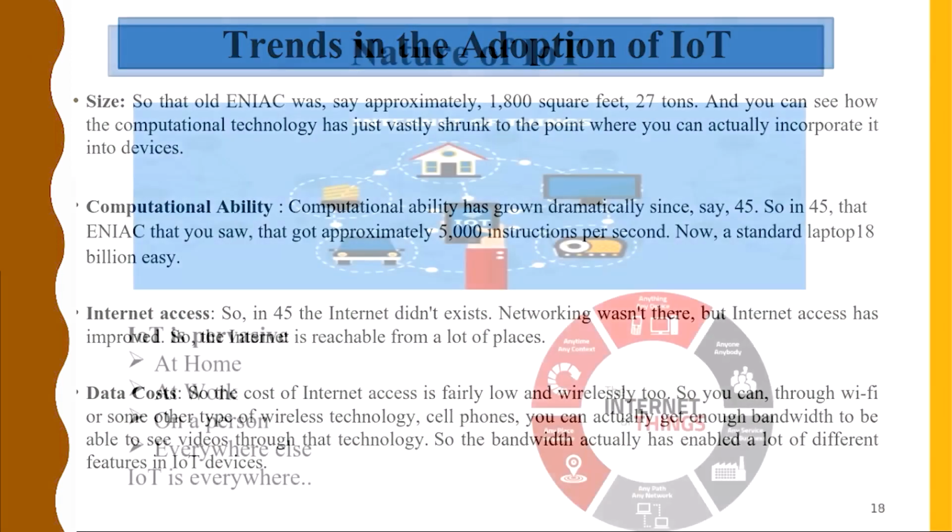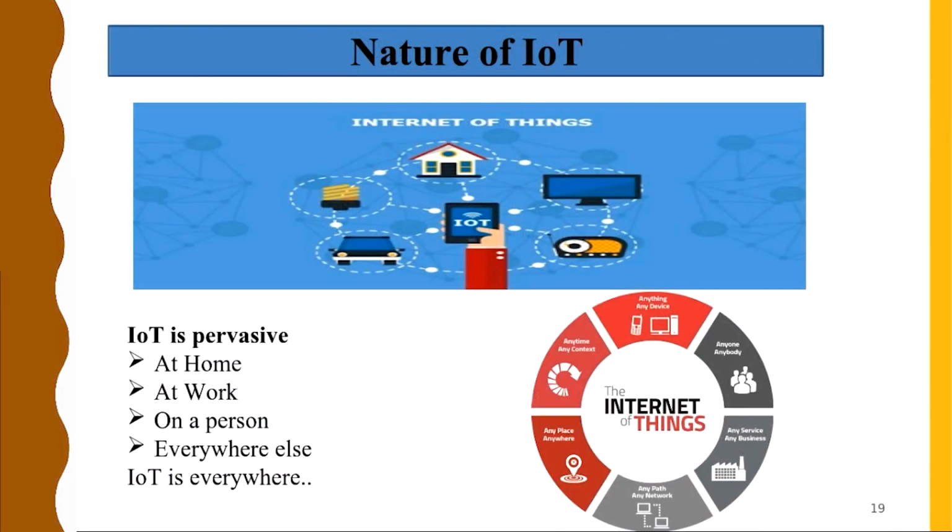So let's proceed further. Pervasive. Pervasive is something that is unknowingly entering our life. It is entering into our life unknowingly. We might not be aware of that thing, but it is everywhere.